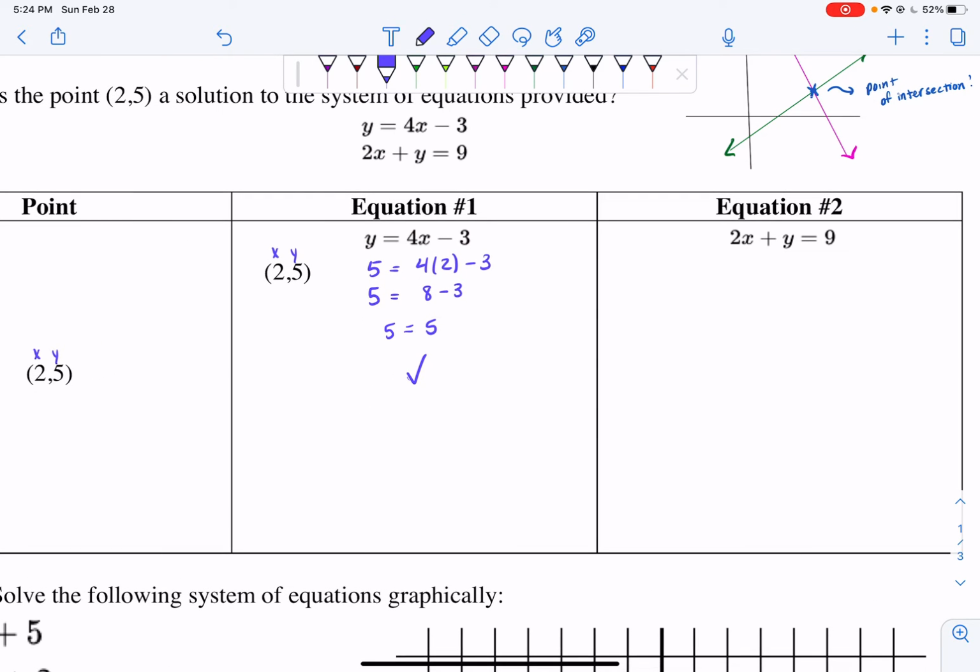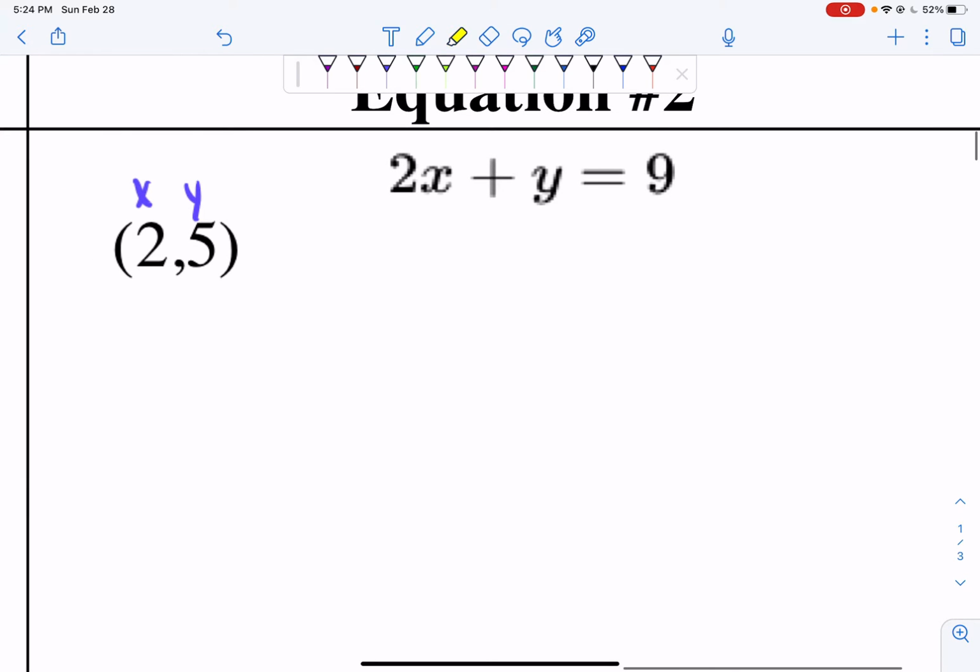Here's the issue. I also need it to work for equation number 2. It can't just work for one equation. It has to work for both equations. So I'm going to do the exact same thing. I'm going to put my point right here so I know that's the point I have to use. Everywhere I see an x, I'm going to substitute a 2, and everywhere I see a y, I'm going to substitute a 5.